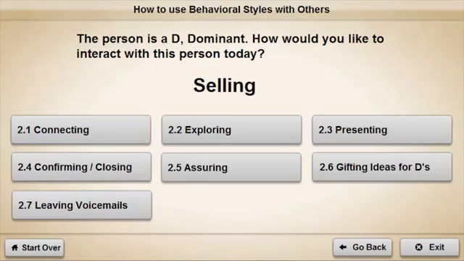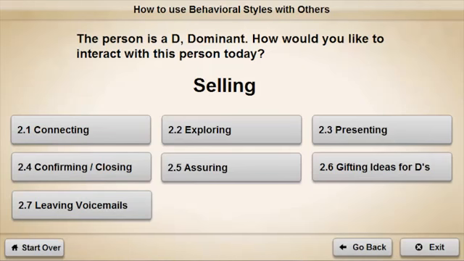Now, if you choose the selling category, let's say you're in a selling situation, some of the subcategories are connecting with the customer when you first meet them, maybe exploring their needs, presenting solutions, confirming or closing the sale, and assuring customer satisfaction. We also have a couple of other categories that are interesting. Gifting ideas by style and how to leave voicemails by style.